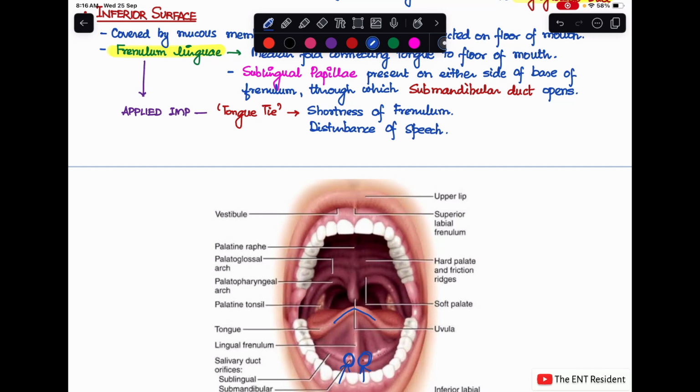If we had to talk about the applied or clinical importance of the frenulum linguae, in some children you would see that the frenulum linguae is shorter than usual. In that case, it leads to a condition called tongue tie. And when you have a tongue tie as a result of a shortened frenulum linguae, there is disturbance in the speech of the child.